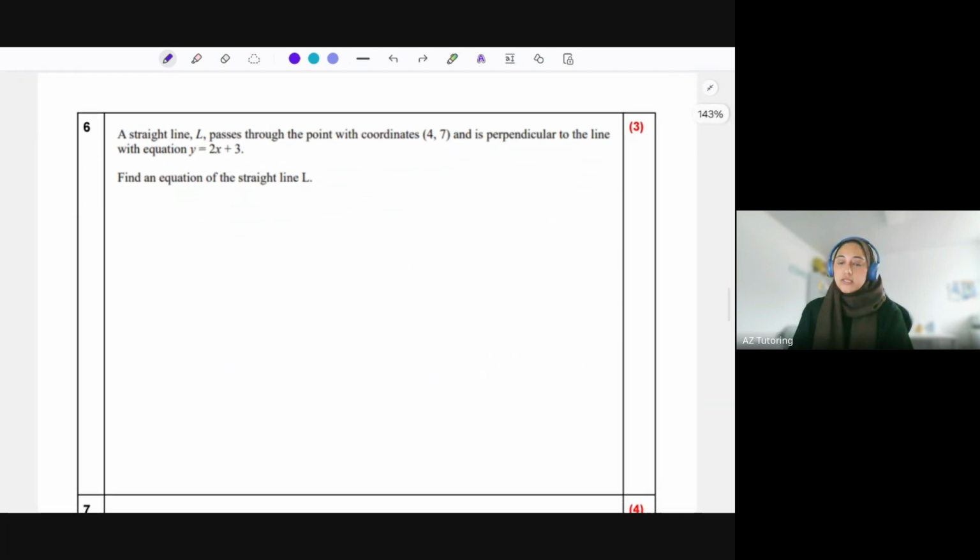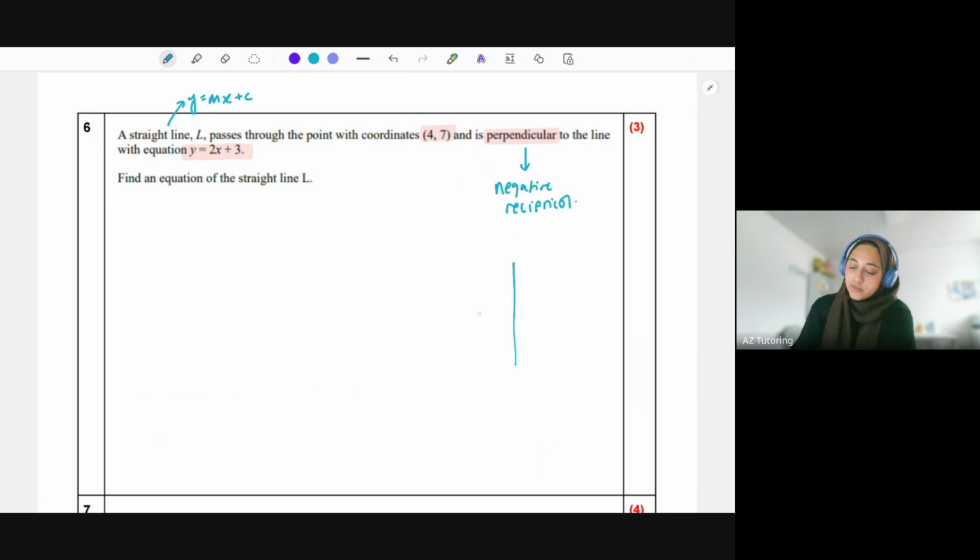Okay, question 6. A straight line, so something of y equals mx plus c. As soon as you see straight line, you should just be thinking y equals mx plus c. It passes through the points with these coordinates and is perpendicular to this line. Now, as soon as you see that word perpendicular, that means it's the negative reciprocal. Because remember, perpendicular lines meet at 90 degrees. So it's always the negative reciprocal gradient. Remember, parallel lines have the same gradient. So make sure you know the difference between parallel and perpendicular.